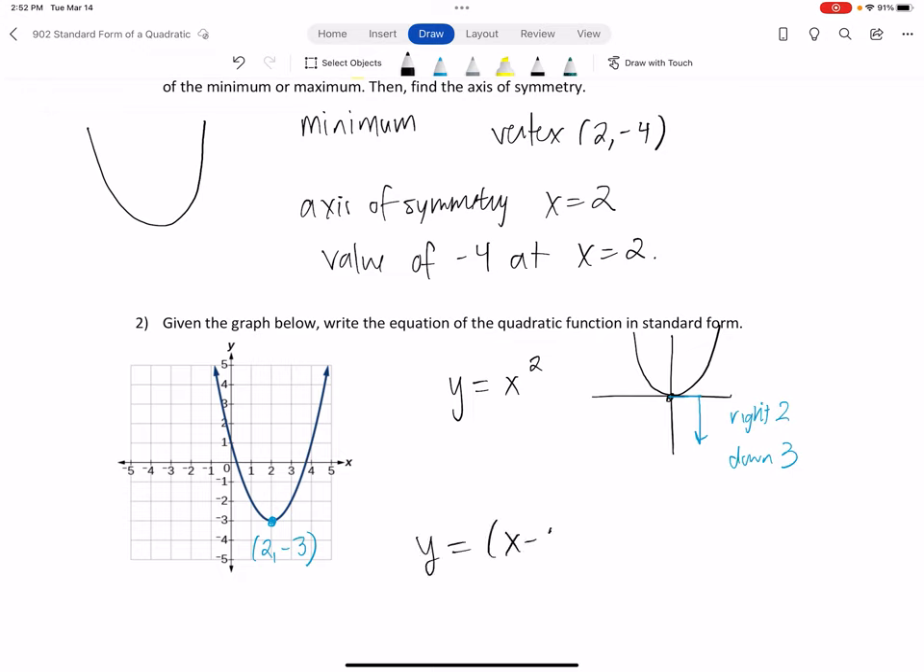So to go right 2, we're going to subtract 2. To go down 3, we're going to subtract 3. So the equation of this shifted parabola there is y equals (x minus 2) all squared minus 3. You could check that by putting that equation into Desmos and seeing if the graph matches.